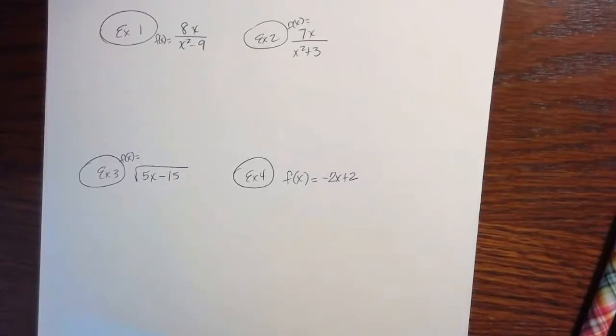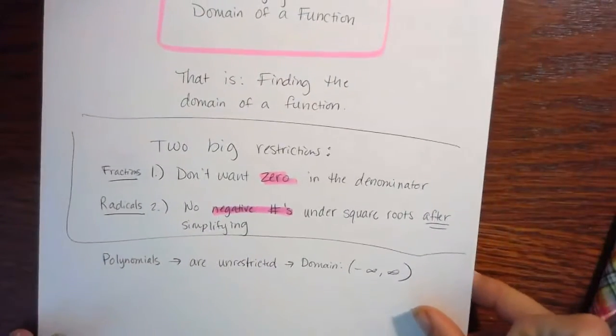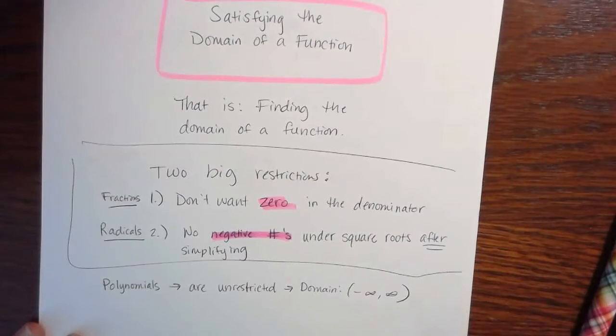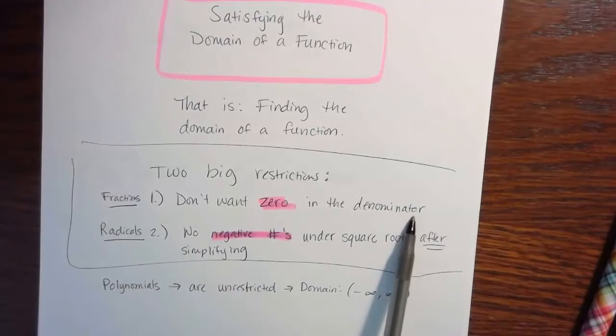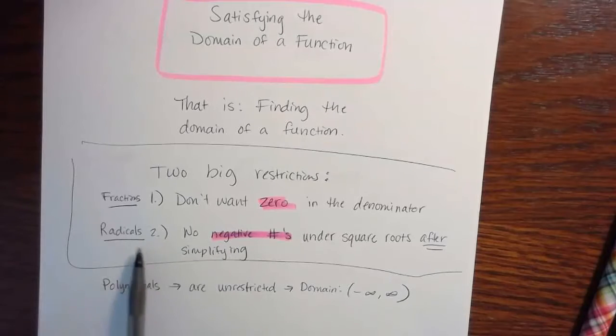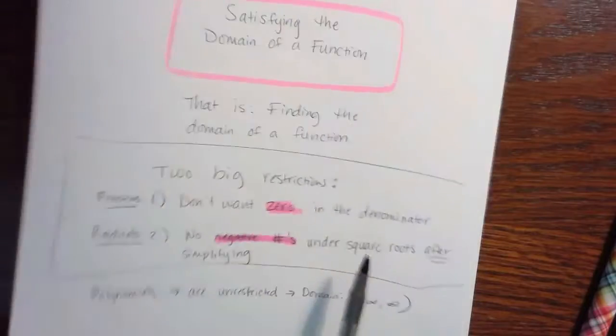So we're going to go through each. I'll just remind you of these rules. You can pause the video, copy them down, take a screenshot, whatever you'd like to do. But with fractions, we want to be mindful of a zero denominator, so our steps are going to involve that. And with radicals, we want to be mindful of a negative under a radical after everything is simplified. So let's take a look.